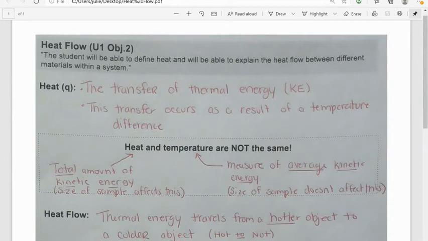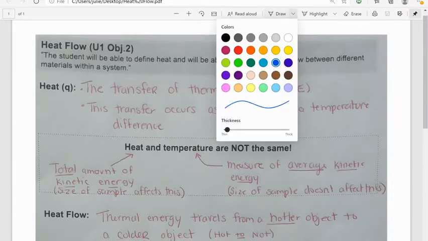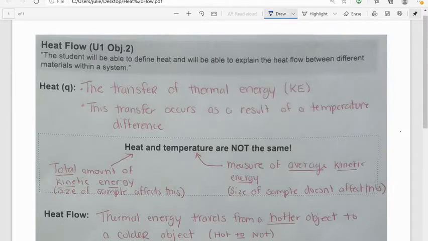We are going to do a quick little lesson on heat flow. This is objective 2 in our first unit here. You should be able to define heat by the time we get done with this lesson and through the various activities in class. And you should also be able to explain heat flow in terms of different materials within a system and how energy is moving between them.